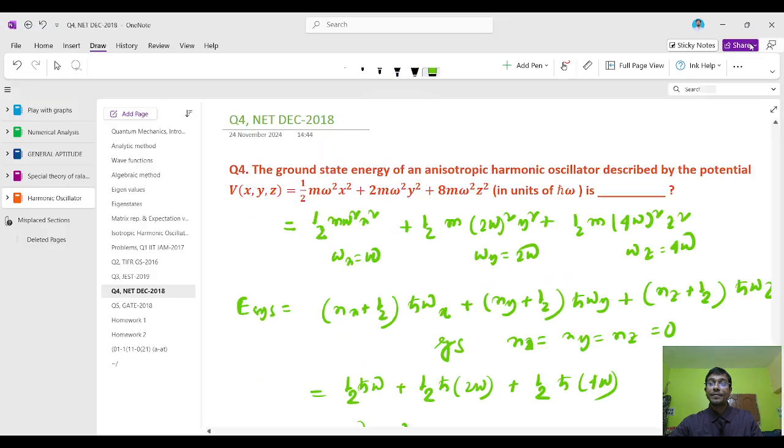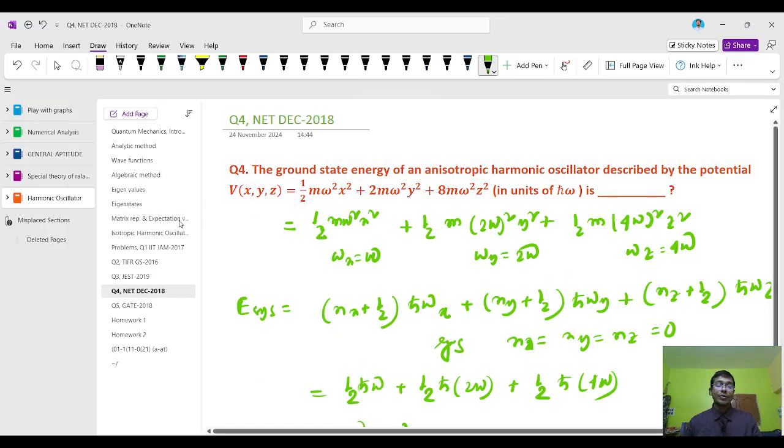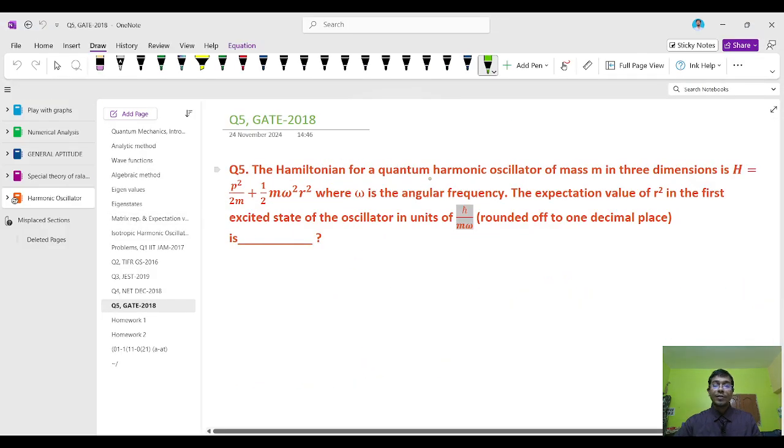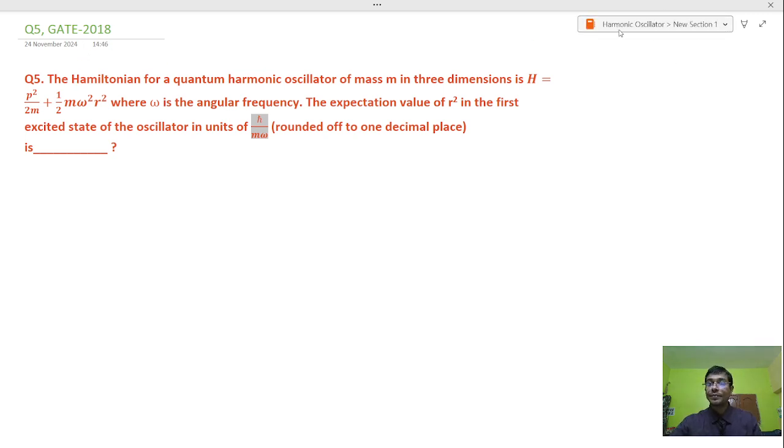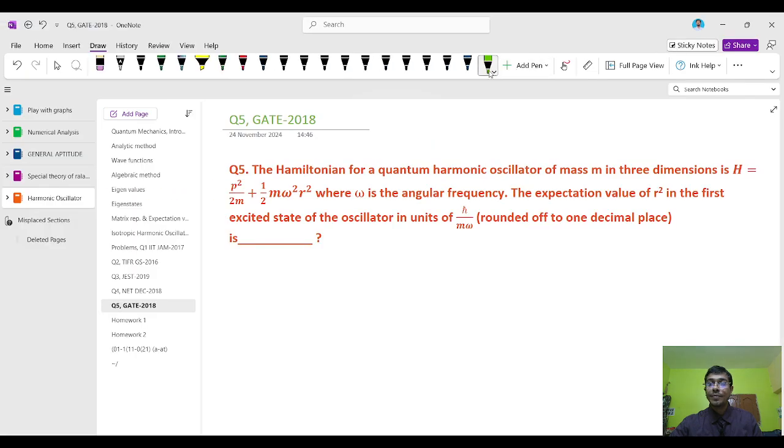Question number 5, last question. Here we discuss questions of five types: JAM, JEST, NET, GATE and TIFR. After solving these questions you can do all the questions according to this concept, because we choose the questions from many different types. So the harmonic oscillator, just 1 minute for changing my pen.